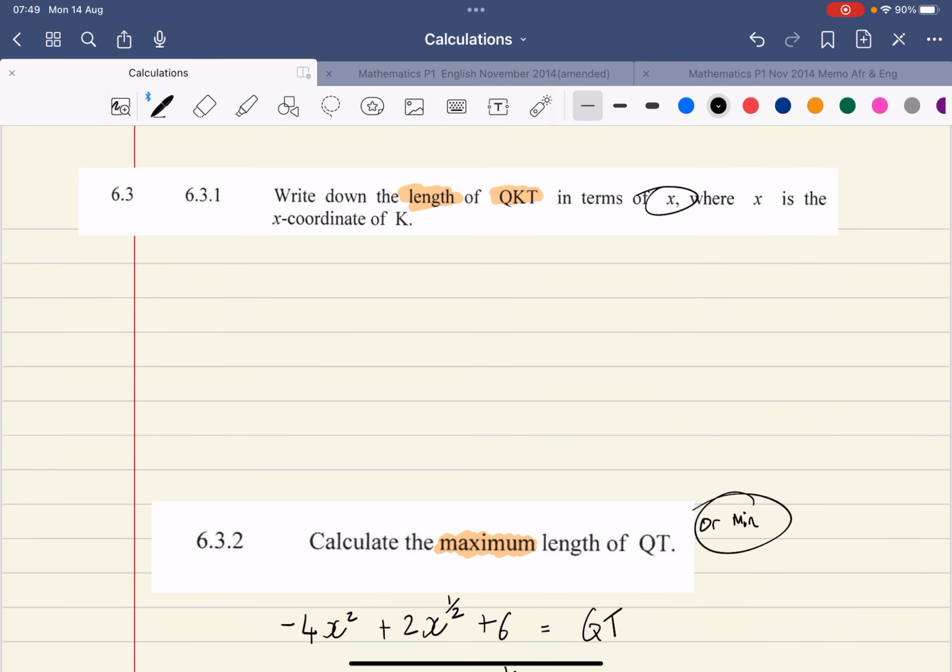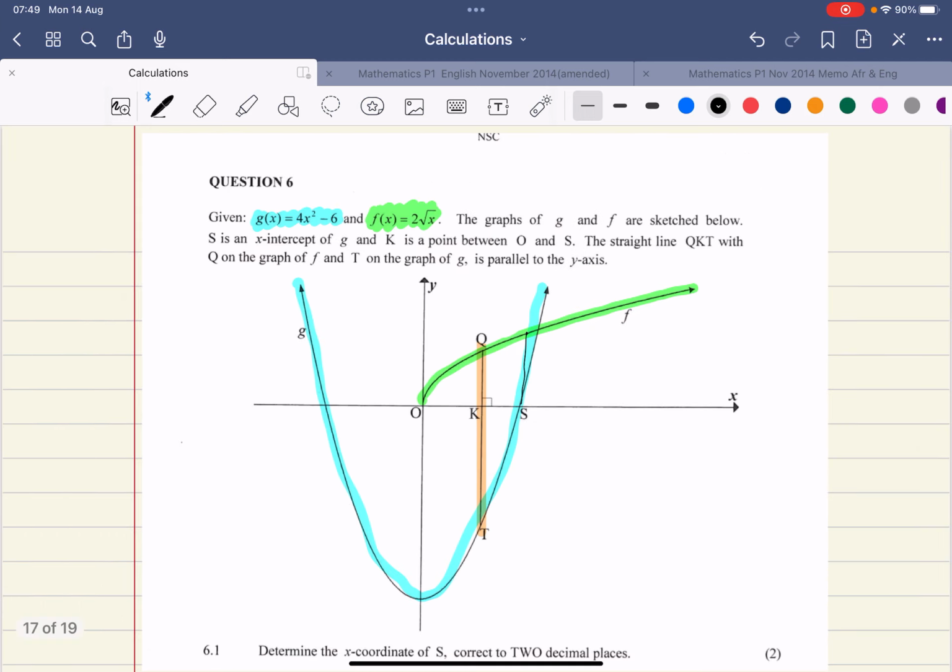Question 6.3.1. Write down the length of QKT in terms of x, where x is the x-coordinate of K. Now, this can be a bit tricky because they want it in terms of a variable, and they want the length of this QKT here that I have highlighted.